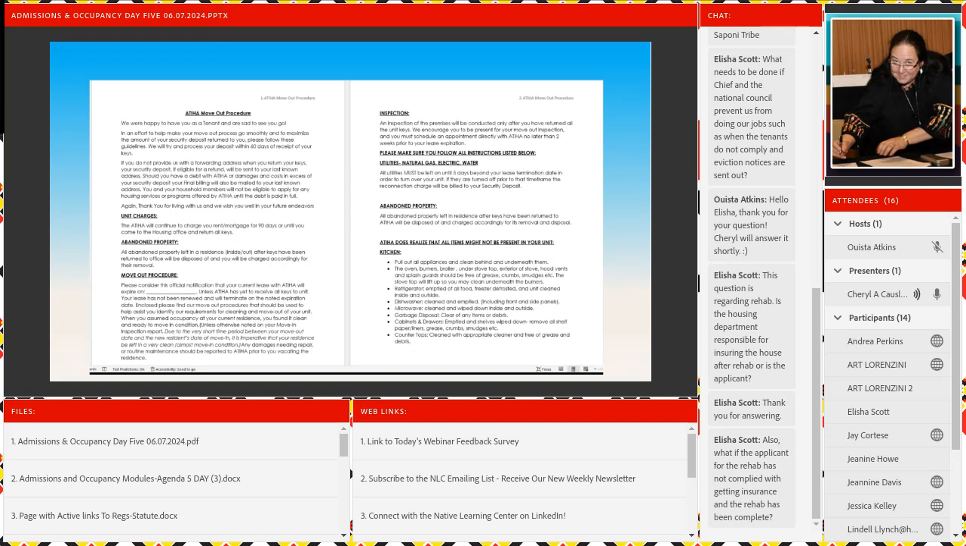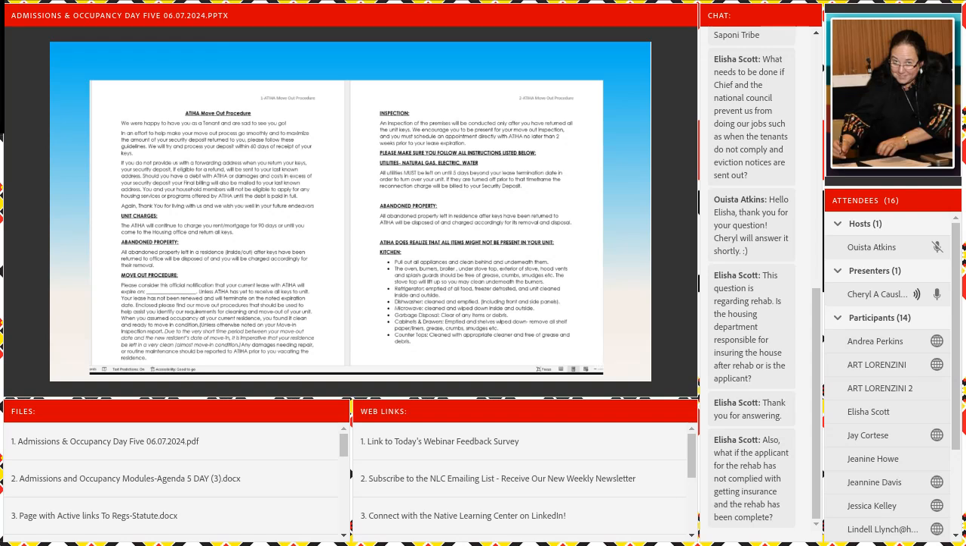Then there's a move out procedure. Please consider this official notification. Your current lease with us will expire on this day. Unless we have yet to receive the keys to your unit, your lease has not been renewed and will terminate on the noted expiration date. Enclosed, please find our move out procedures that should be used to help you identify our requirements for cleaning and move out of your unit.